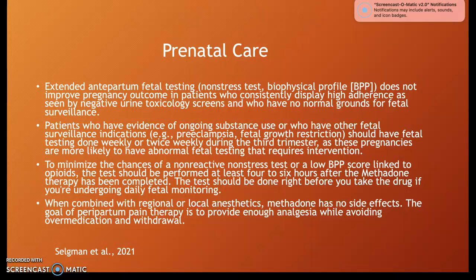Overall, the goal is to provide proper care to our OB patients. When combined with regional or local anesthetics, methadone has no side effects. The goal of pain therapy is to provide enough while avoiding over-medication and withdrawal.